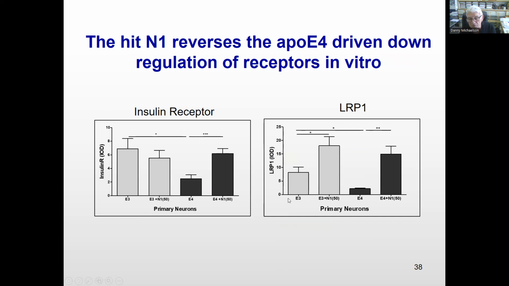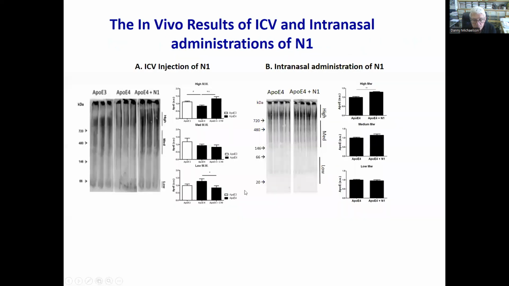With other receptors, the phenomenon is not exactly the same, but the same principle holds: E3 has more receptors than E4. And when we treat with N1, we get a marked increase in receptor levels, which is associated with abolishment of the difference between E3 and E4.